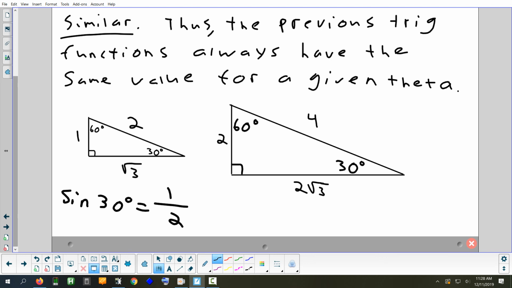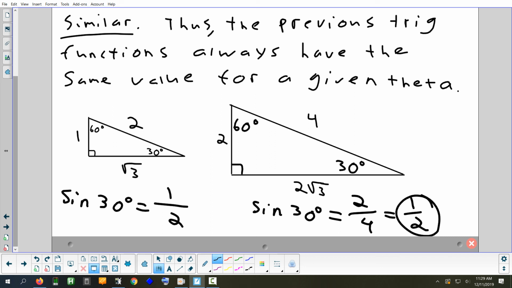Now, let's find the sine of 30 degrees in a bigger triangle. What's the side opposite 30? 2. What's the hypotenuse? 4. What's 2 over 4 reduced to? 1/2. Okay. So the point is, the size of the triangle does not matter at all. The sine of 30 degrees is always 1/2, whether you draw a really small triangle or a really big triangle.